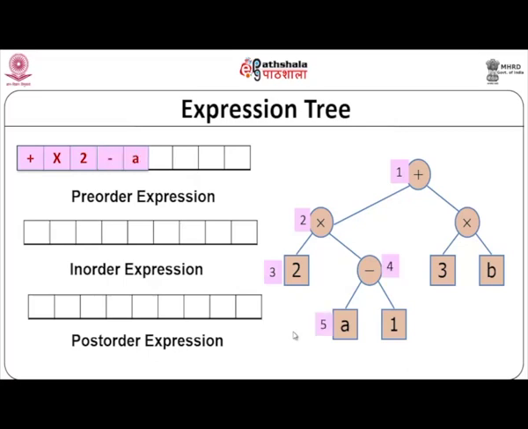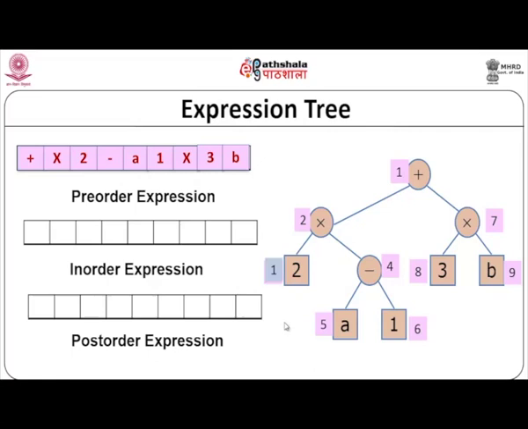A 1, and then I do again this, I finish this. So, I do the right, and so on. So, this gives me the pre-order expression.